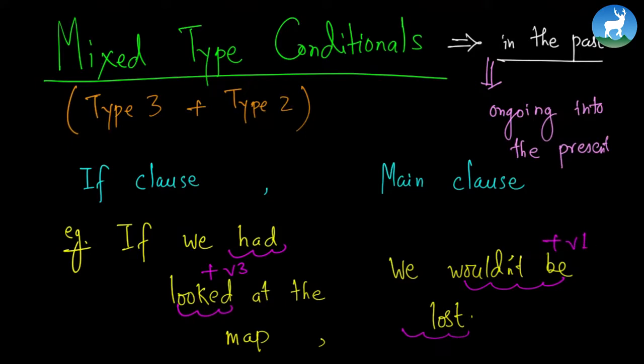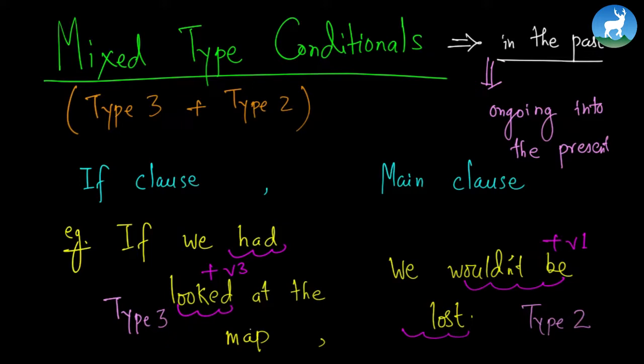So simply, we have type 3 here and type 2 here, right? So it is a mix of type 3 and type 2. Like I said earlier, in the if clause we have type 3, in the main clause we have type 2. And why is this sentence used? Why can't we simply say if we had looked at the map, we would not have been lost? But that would be an unreal situation, you see. We are talking about something ongoing into the present. Something happened in the past and its effect is seen in the present.